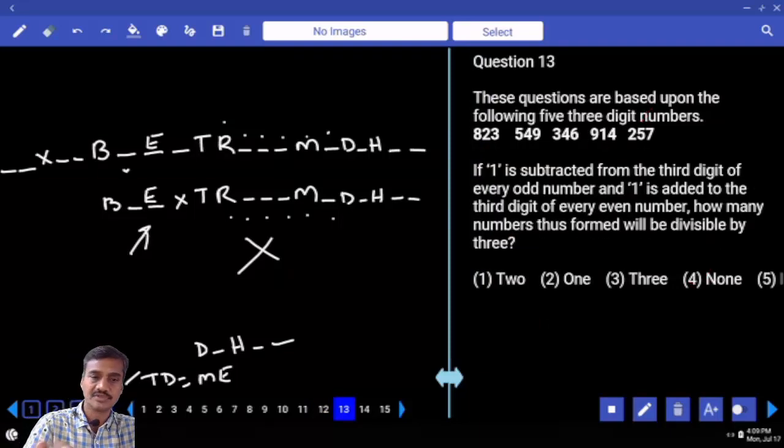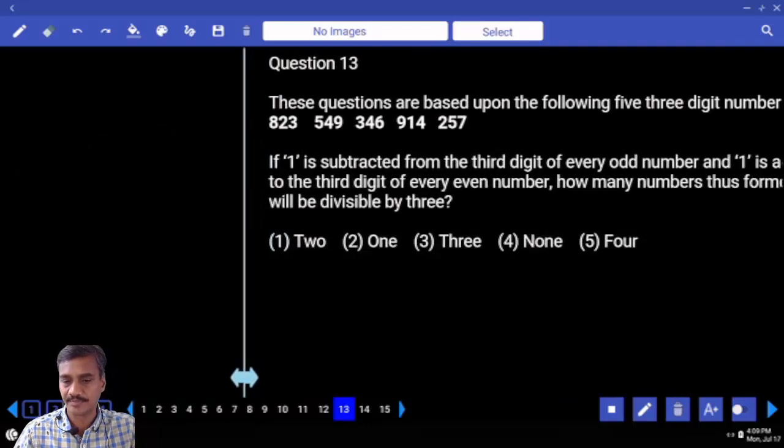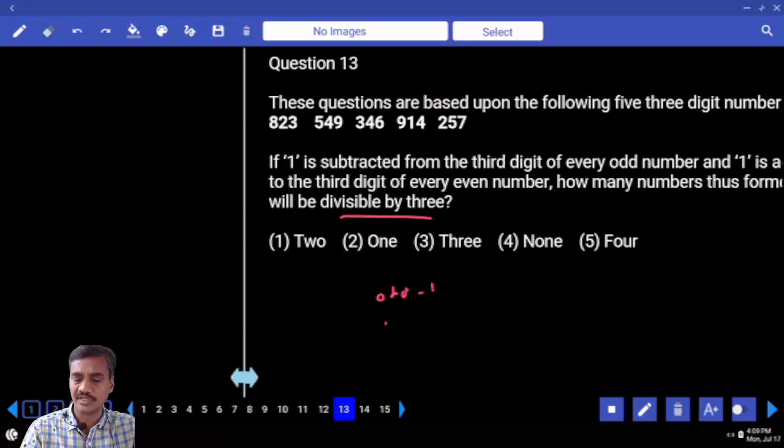Then the 13th one. If 1 is subtracted from the third digit of every odd number and 1 is added to the third digit of every even number, then how many numbers will be divisible by 3? Now, what is the divisibility rule for 3? The sum of the digits must be divisible by 3. And if it is an odd number, then odd minus 1, even plus 1, irrespective of the position of the digit, whether the first or the second or the third.